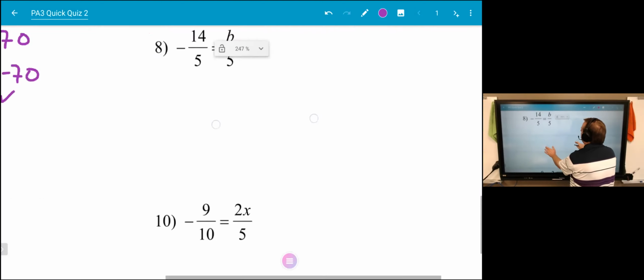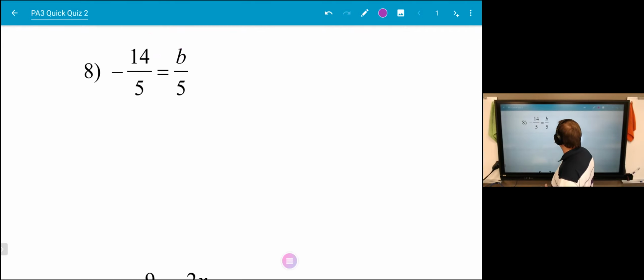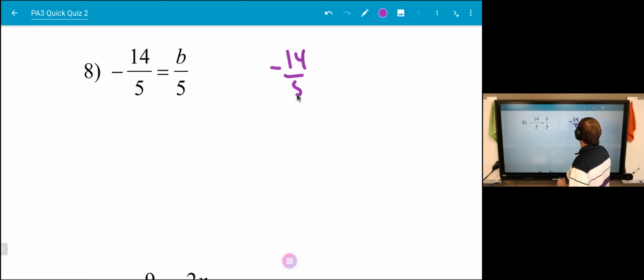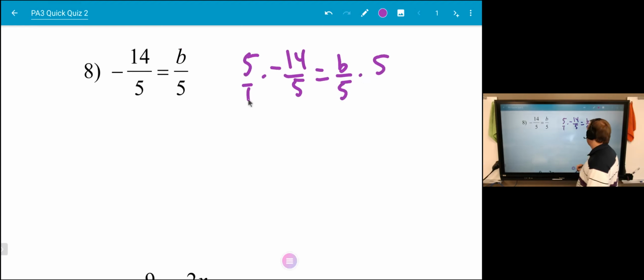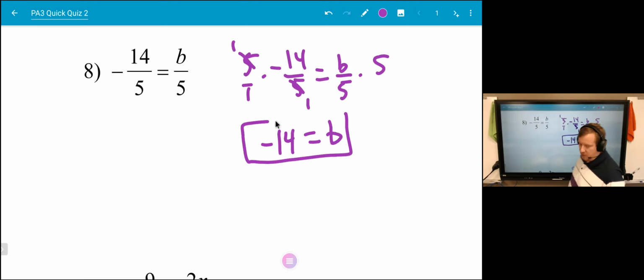-14 equals b divided by 5. Well, to solve for this one, I'm trying to isolate b, get b by itself. So the inverse operation here would be multiplying both sides by 5, because it's b divided by 5. Make that 5 over 1, because I can simplify 5 and 5 to get 1. Multiply across to get -14. 1 times 1 is 1. I'm just going to leave that as -14. So -14 equals b.